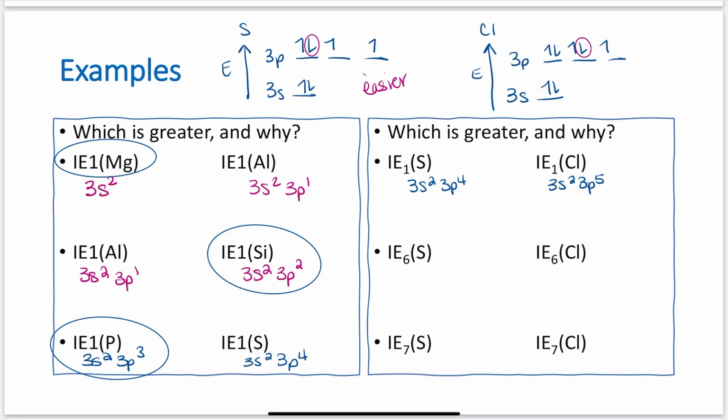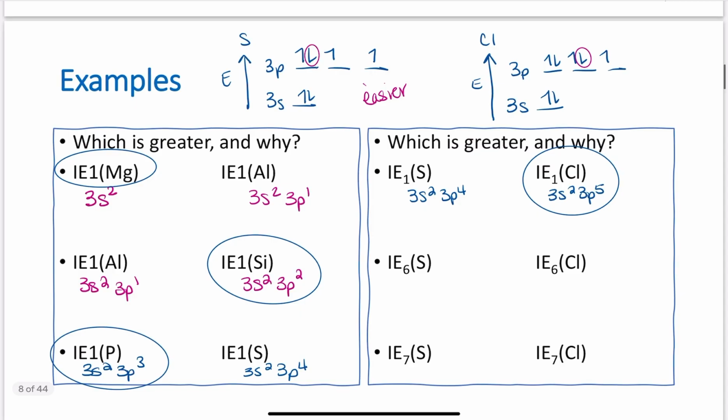For sulfur, if you take away that first electron from sulfur, it's at least got a half-filled shell. So it's going to be easier to remove it from sulfur. Therefore, the greater value will be the first ionization energy of chlorine. What does it mean here when it says 6 or 7, though? That means the 6th electron removed and the 7th electron removed. So let's talk about those ones.